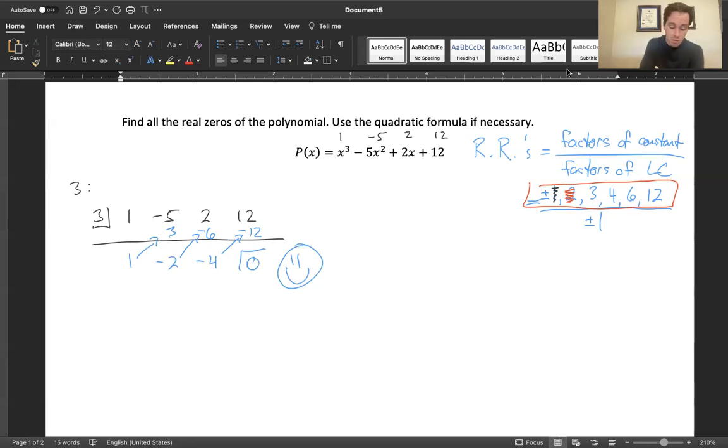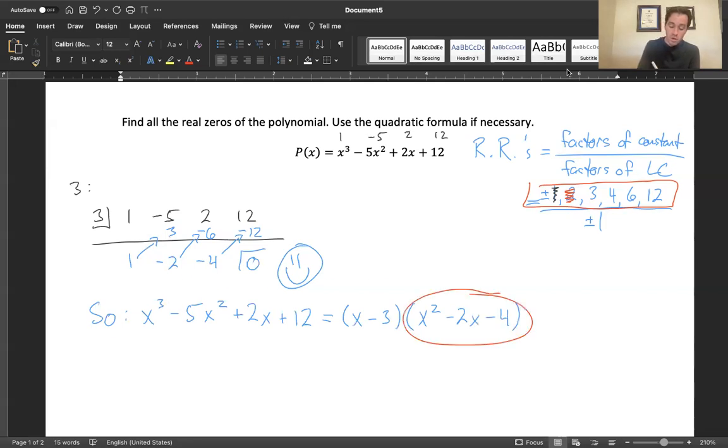Now, what this means is that x cubed minus 5x squared plus 2x plus 12. Always keep in mind what your results actually mean. It means that this is equal to x minus 3 times, and then I'm going to write the result of the division, x squared minus 2x minus 4, where this comes from here. These numbers actually do mean something. They're not just randomly scribbled numbers. So the rest of the solutions will come from the solutions that this has.